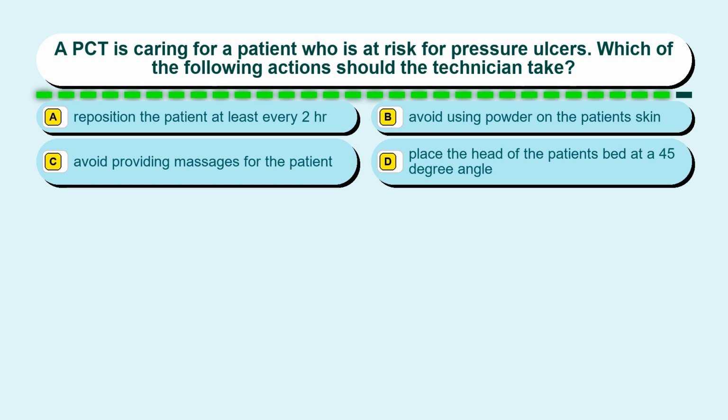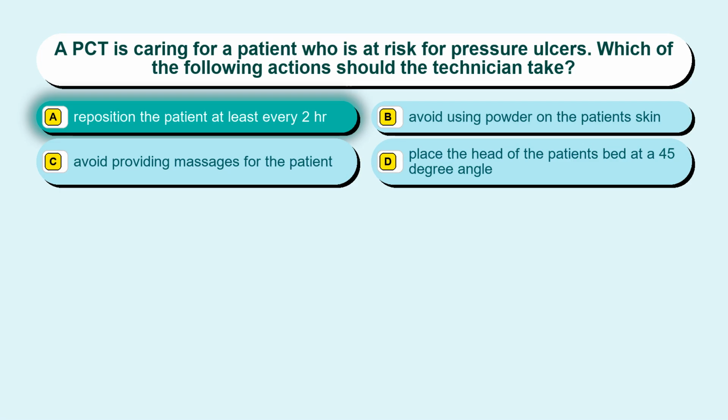Question 55. A PCT is caring for a patient who is at risk for pressure ulcers. Which of the following actions should the technician take? Option A, reposition the patient at least every 2 hours. Option B, avoid using powder on the patient's skin. Option C, avoid providing massages for the patient. Option D, place the head of the patient's bed at a 45-degree angle.